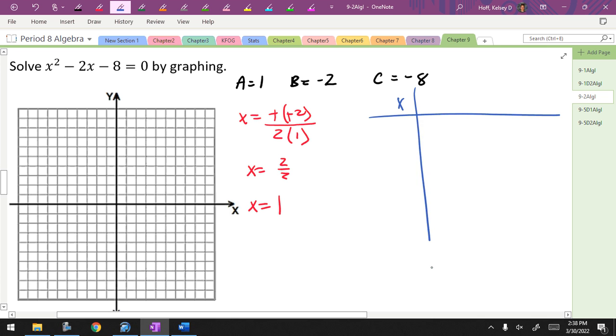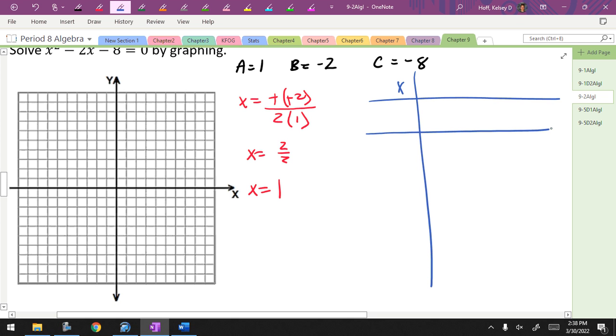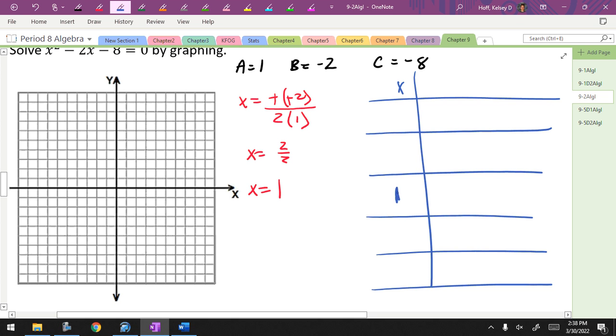Okay, so in my table, how many points am I graphing? 5 points. 1 goes in the middle. What other ones are you going to graph? 2, 3, 0, -1. I'll do 1. You guys do 2 and 3. You guys do 0 and -1. Okay?